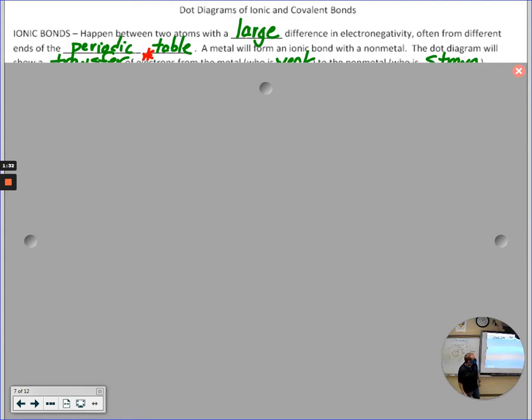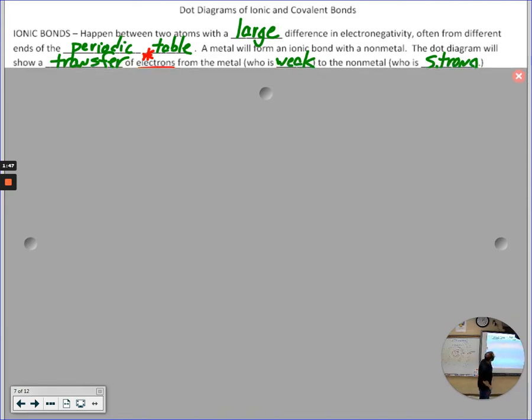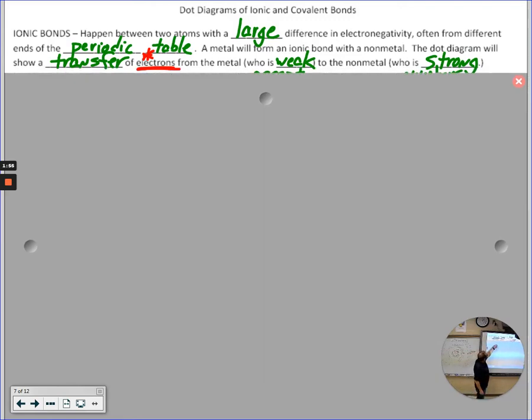So in other words, the metal from the left side is going to form an ionic bond with a nonmetal from the right side. And so the dot diagram of that compound, when we draw it, is going to show a transfer in electrons from the weakling metal to the much stronger nonmetal. Now this next part won't make sense until you look at a few examples.